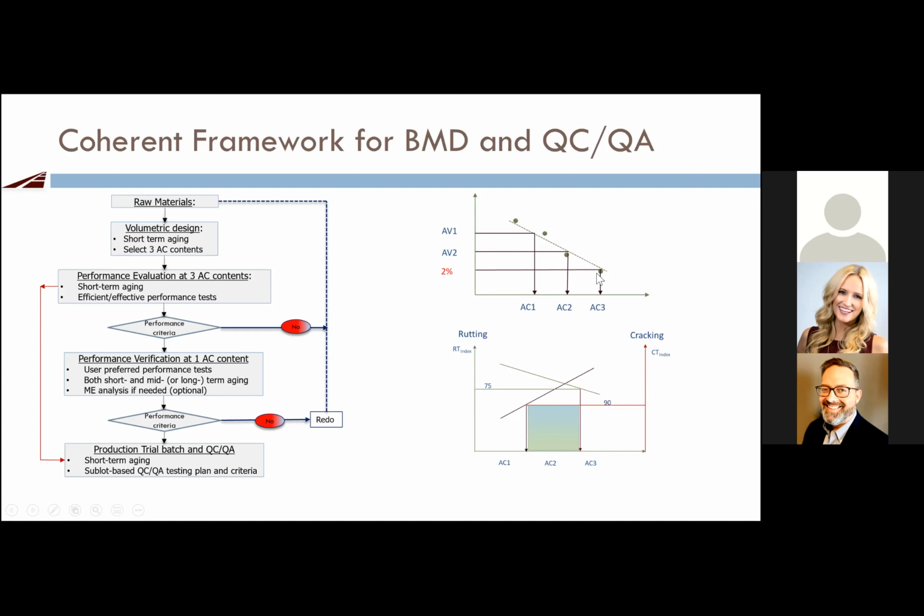So that's the volumetric requirement. We don't want to go beyond, or below, 2% air void. And at the same time, you choose another: you can choose 4% or 3%, then 5%. You get three asphalt contents.